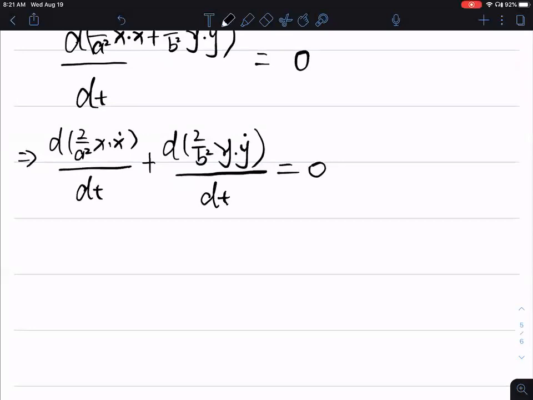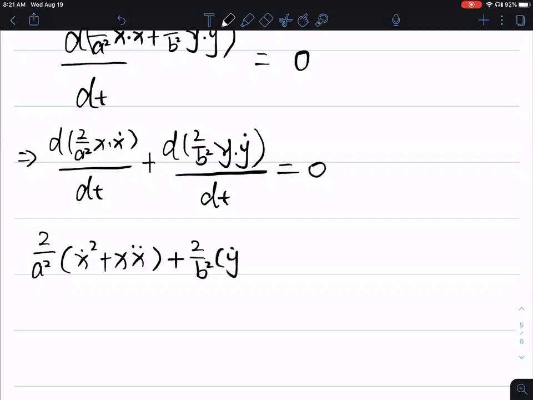Okay, I'm going to write out my answer so that you can compare yours with mine. My result is 2 over a squared times x dot squared plus x times x double dot. What we're doing here is the product rule I told you guys to review after class. Plus 2 over b squared times y dot squared plus y times y double dot equals 0.